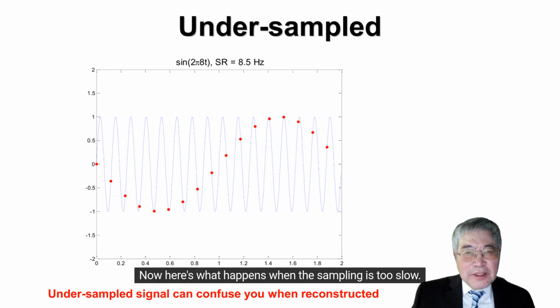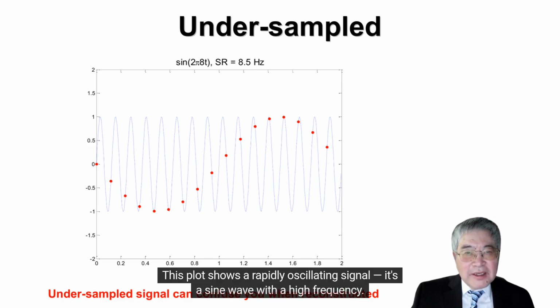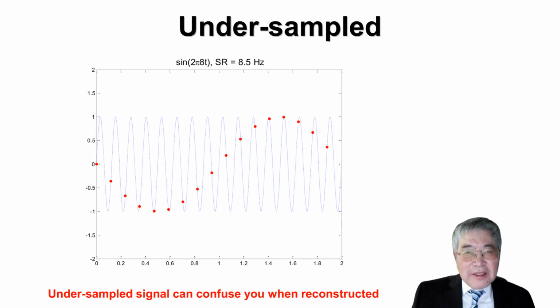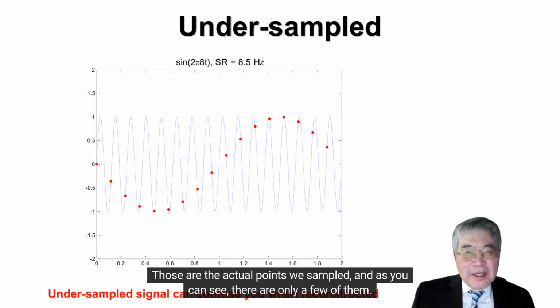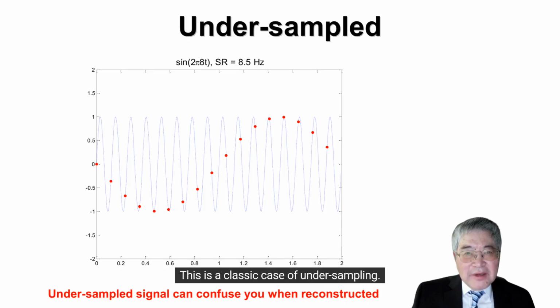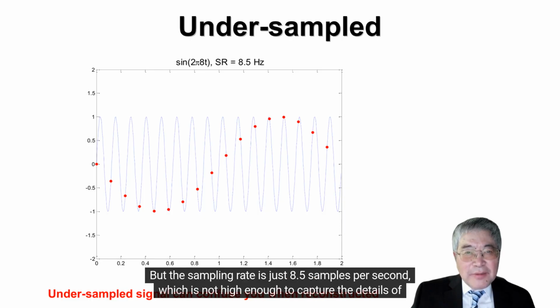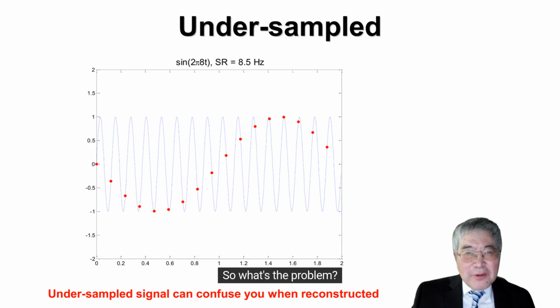Now here's what happens when the sampling is too slow. This plot shows a rapidly oscillating signal. It's a sine wave with a high frequency. But look at those red dots. Those are the actual points we sampled, and as you can see, there are only a few of them. This is a classic case of undersampling. In this case, the original signal, that fine blue waveform, is oscillating at a frequency of 8 Hz. But the sampling rate is just 8.5 samples per second, which is not high enough to capture the details of the wave. So what's the problem?